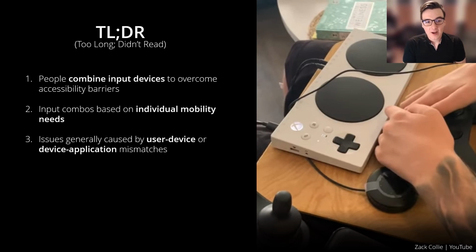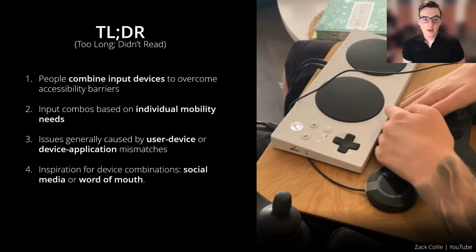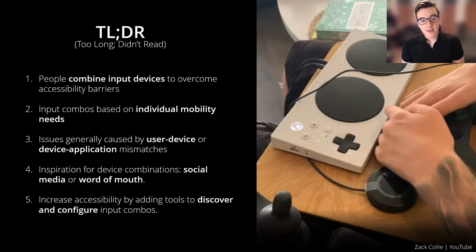These accessibility barriers are generally caused by mismatches between the user and the device, or between the device and the application. When people with limited mobility are looking for ways to combine devices, they often look to social media or word-of-mouth recommendations. Then finally, we make recommendations for increasing accessibility, specifically by adding tools to discover and configure input combinations.